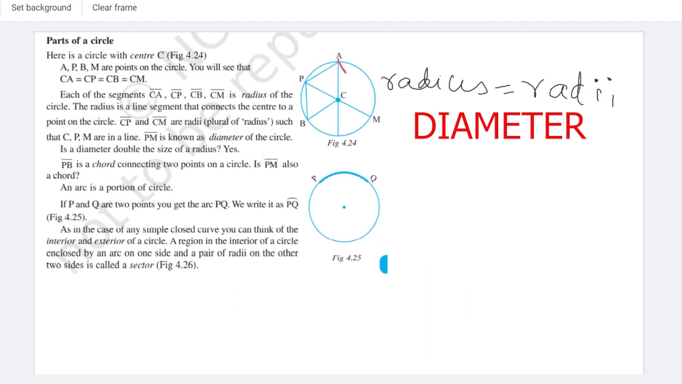If you connect A and M, that is not straight, that is not the lengthiest line. So the lengthiest will be the diameter.